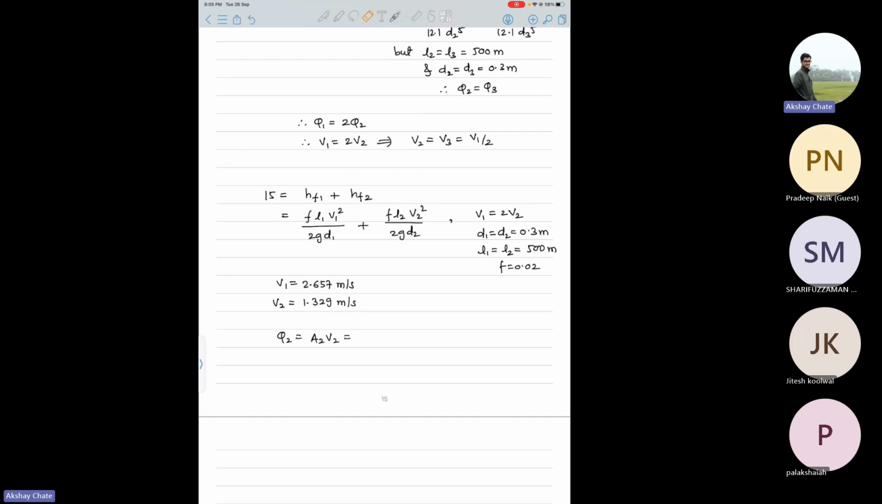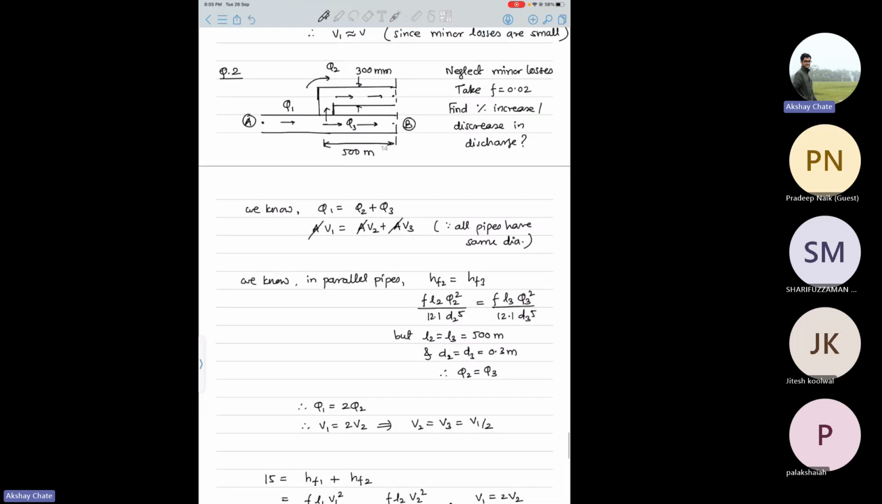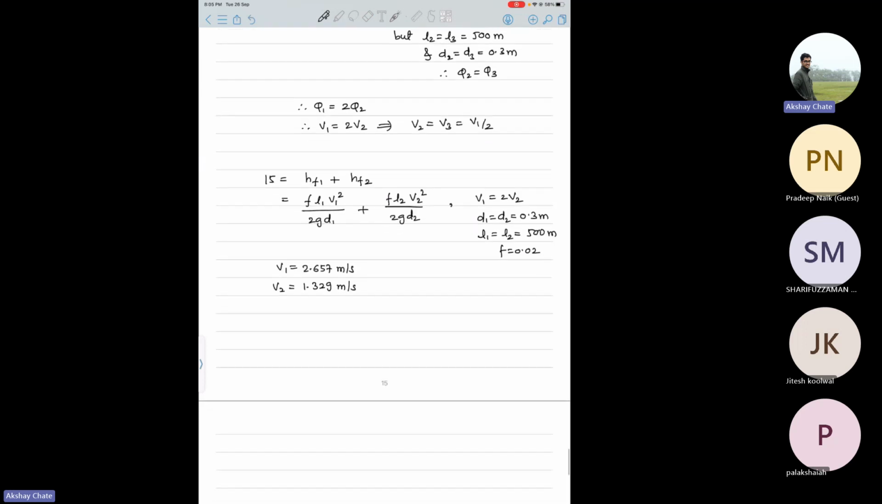Why are we calculating V1? We can calculate only Q1, right? Because that flow is only getting divided into Q2 and Q3. So Q1 will be A1 V1. Then if you do that, you get the answer as 0.188 meter cube per second.